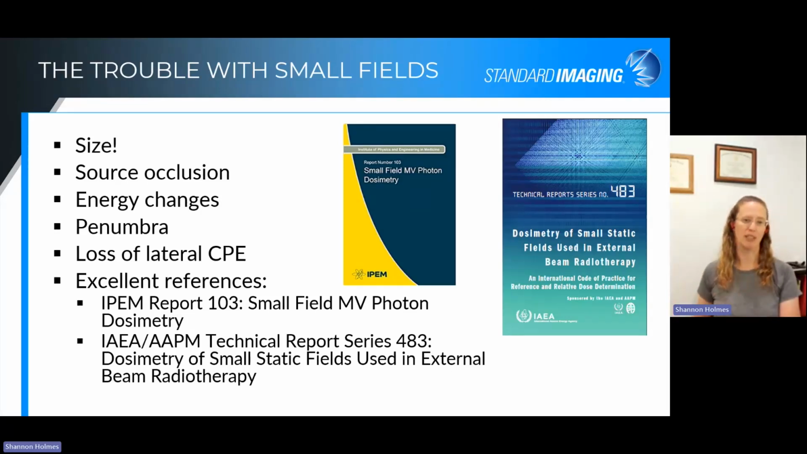I'm leaning very heavily on a couple of excellent references that I would recommend anybody getting into small field dosimetry or trying to really shore up their own program. Take a look at these two references. The first one is the IPEM Report 103, small field MV photon dosimetry. And the other one is that joint publication from the IAEA and the AAPM, that is TRS 483 on dosimetry of small static fields for external beam radiotherapy.